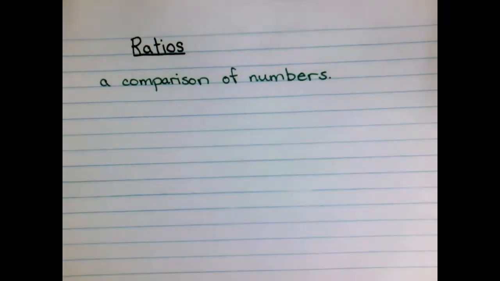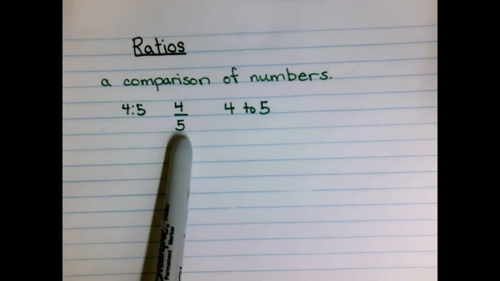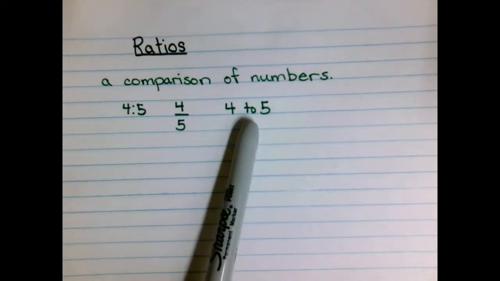This comparison can be written in a variety of different ways. Such as 4 to 5 would be written like this, either with a colon, as we have over here, as a fraction, as we have it written over here, or with the word "to" as we have it written over here.